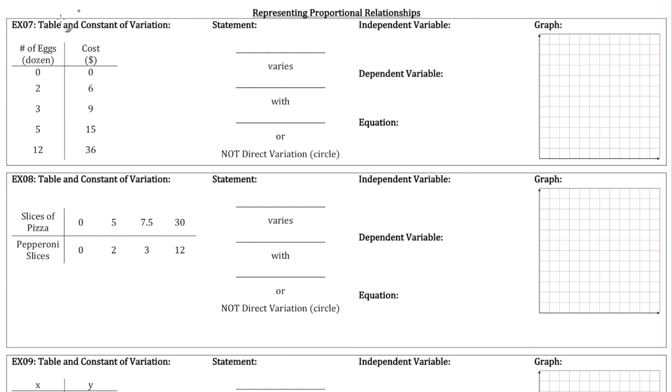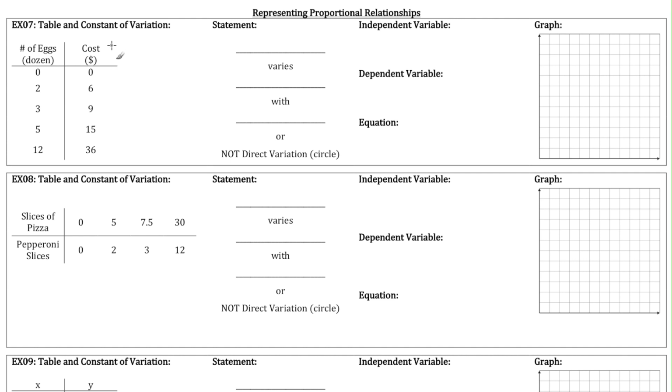So we are given a table and the constant of variation. Well, in this one, we will have a table. We will write the constant of variation. We will write a statement, our variables, equation, graph. So first, let's figure out if this is direct variation.